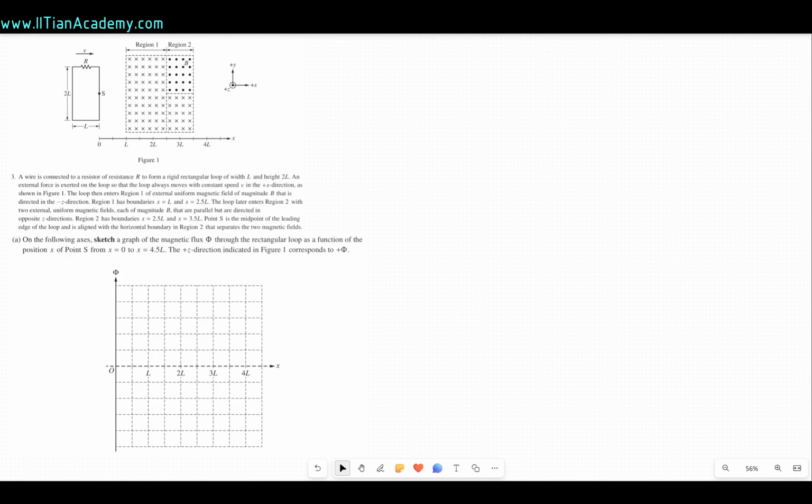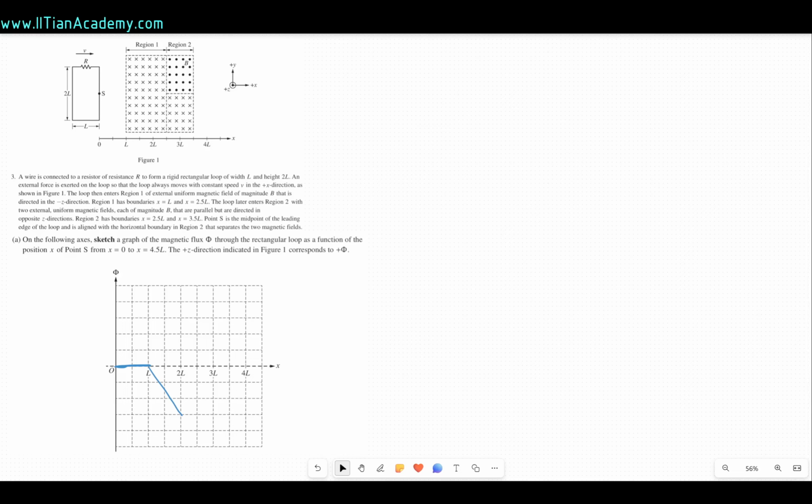Now, the question doesn't specify which way is positive and which way is negative. Therefore, we can choose this as we like. Therefore, we can simply say, well, what is for sure is that from 0 to L, we will have no field lines going through it, as when the loop gets over here, there will still be no field lines going through it. And afterwards, it will increase all the way until 2L. So all the way until here.